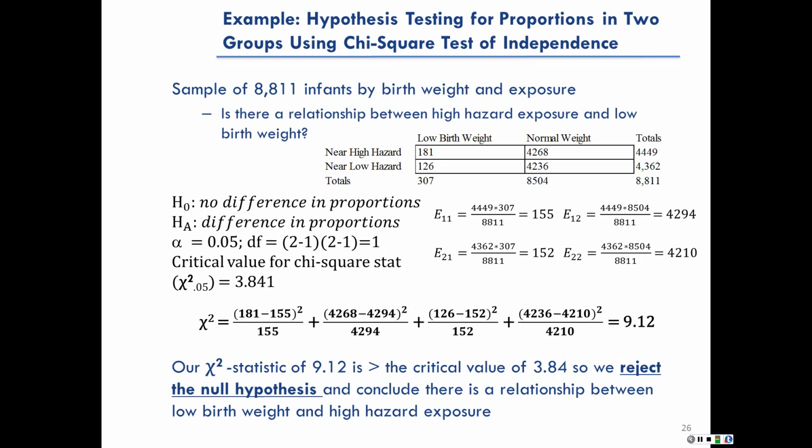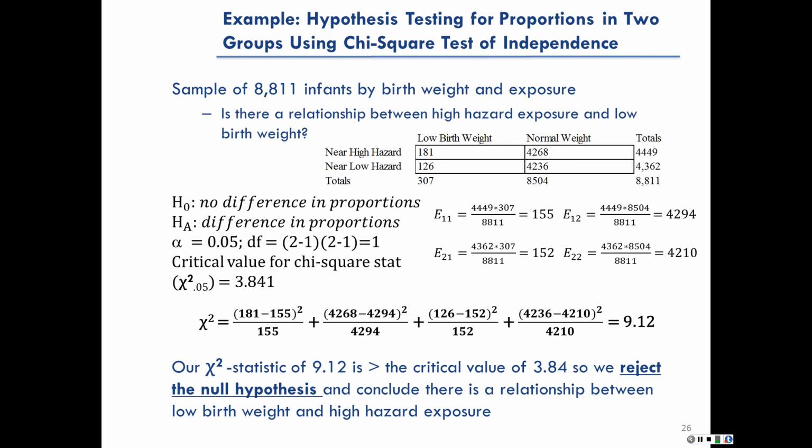Say we set our alpha value at 0.05, then we get our degrees of freedom by multiplying the number of rows minus 1, which is 2 minus 1, times the number of columns minus 1, which is 2 minus 1, and our answer is 1. So we have 1 degree of freedom. The critical value for the chi-square statistic at alpha 0.05 with 1 degree of freedom is 3.841.